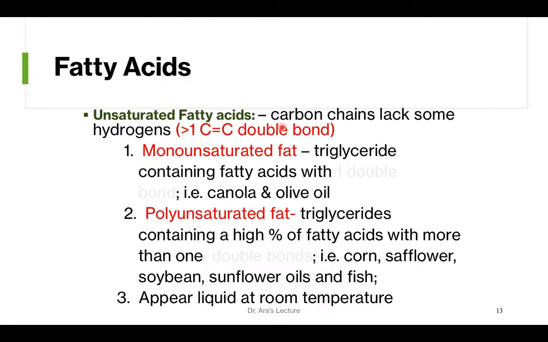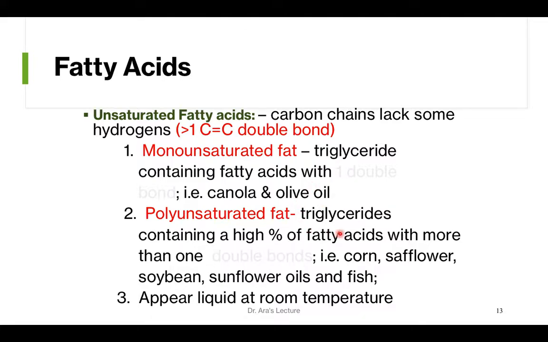Unsaturated fatty acid. Unsaturated carbon chains lack some hydrogens, and as a result we see the double bond. Monounsaturated fat and polyunsaturated fat. Monounsaturated fat, for example triglyceride, contains fatty acid with one double bond. For example, canola and olive oil are examples of this.